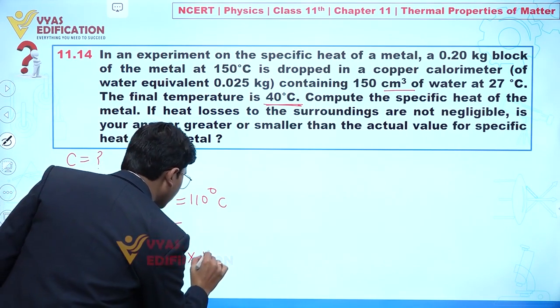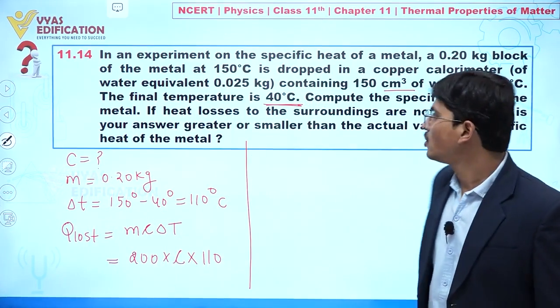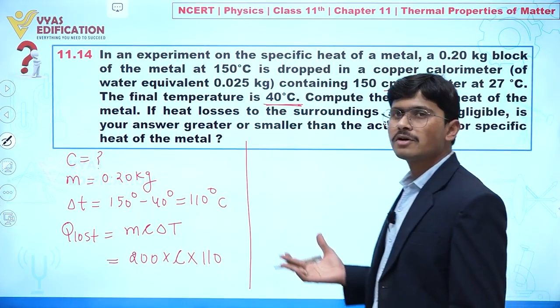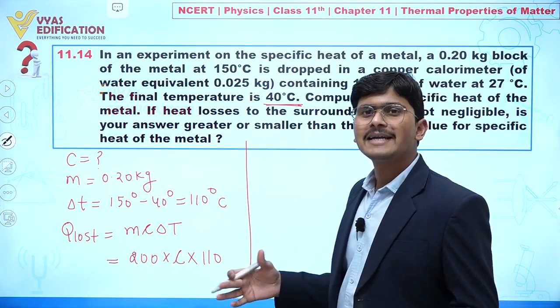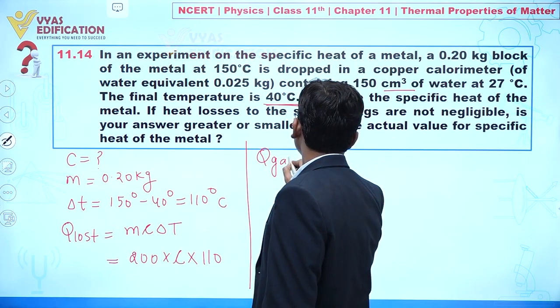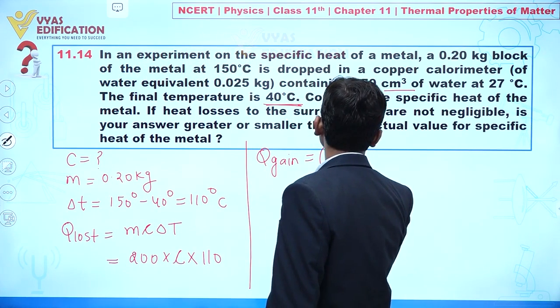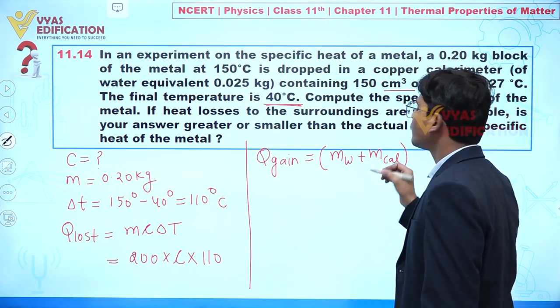Clear? Now this heat that is lost by this block is actually absorbed by the water and calorimeter. Clear? So from here we can say heat gain. In heat gain we will write here the mass of water plus the mass of calorimeter, or we can say the water equivalent.